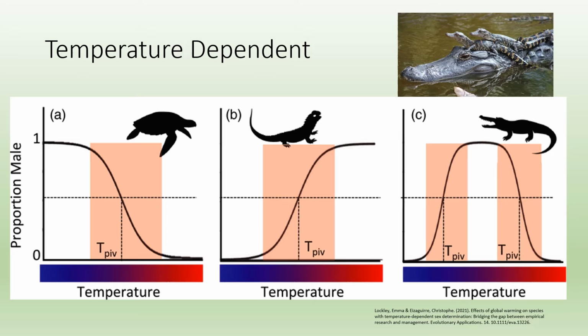So these 3 graphs are looking at 3 different species. And we see that in turtles, cooler temperatures favor males and warmer temperatures favor females. In the lizard species on this graph, it's the opposite. And with the crocodilians, very warm or very cool favors females, and somewhere in the middle favors males. This has a lot of implications for what's going to happen with these species with climate change.